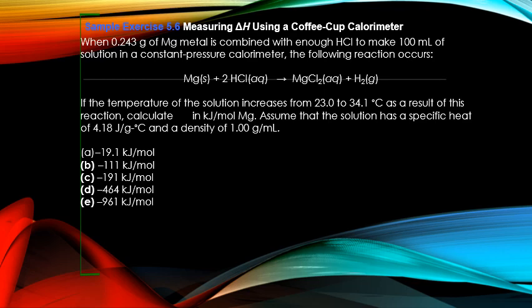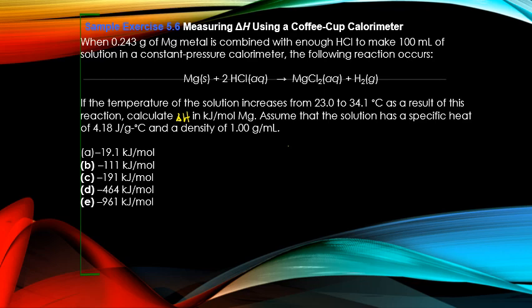So in this problem, we have 0.243 grams of magnesium metal combined with enough HCl to make 100 milliliters of solution in a constant pressure calorimeter. The following reaction occurs. Mg plus 2HCl forms MgCl2 plus H2. If the temperature of the solution increases from 23.0 to 34.1 degrees Celsius as a result of this reaction, calculate the delta H, in kilojoules per mole for magnesium. Assume that the solution has a specific heat of 4.18 joules per gram degree Celsius and a density of 1 gram per milliliter.